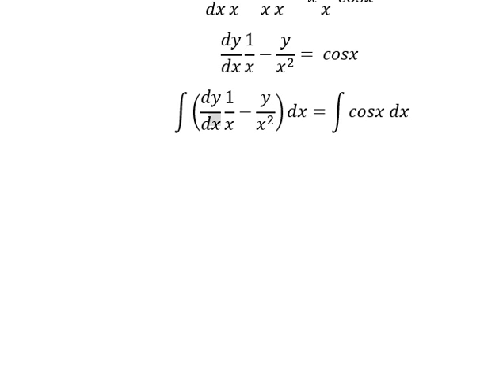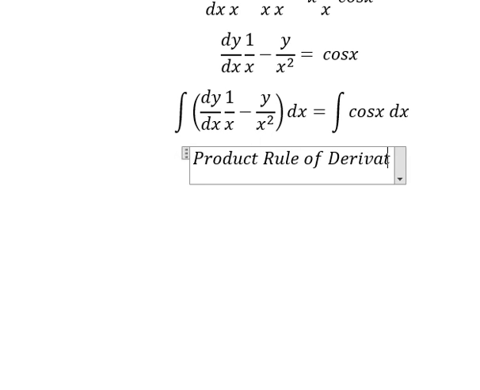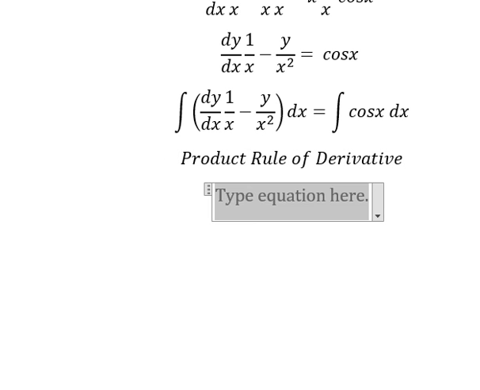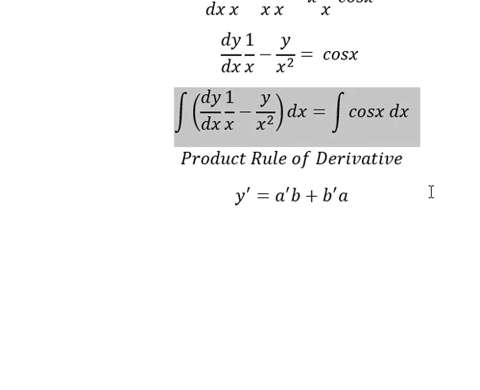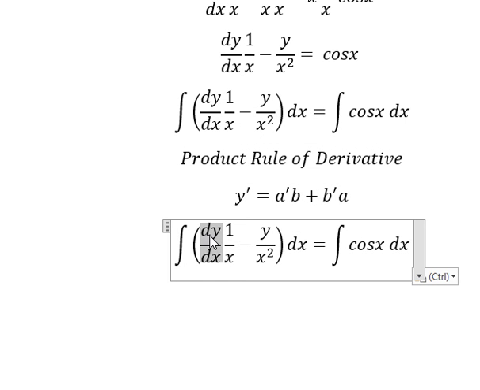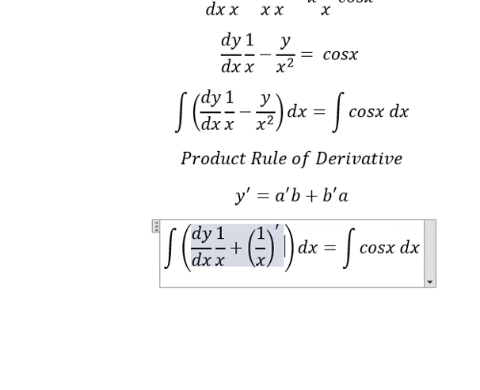Next, we can use the integration, the product rule of the derivative. So we have first derivative of y equals to first derivative of a multiplied by b plus first derivative of b multiplied by a. So this one, that is the first derivative of a multiplied by b. This one, that is the first derivative of b multiplied by a.